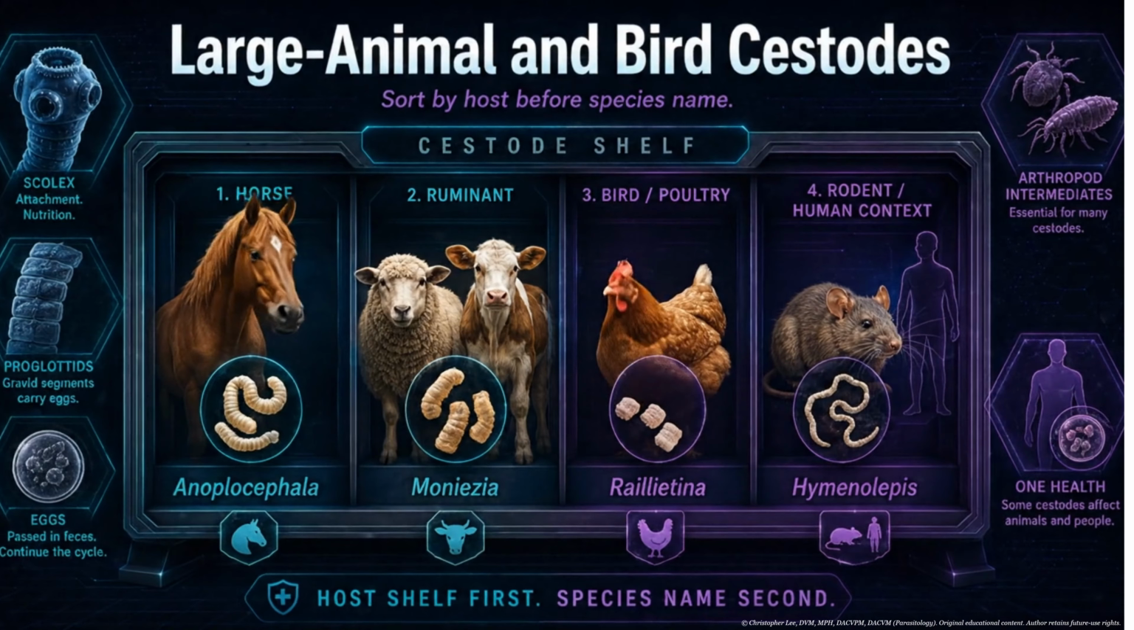Now we move on to large animal and bird cestodes. The organizing rule is simple. Start by asking what kind of host you are looking at, and just as importantly, what role that host is playing. Horse, ruminant, bird, rodent, human, definitive host, or intermediate host. Once we know the host, the rest of the clues behave much better. Host first, site second, intermediate host clue third, species last. That order keeps cestodes from turning into a ribbon-shaped identity crisis.